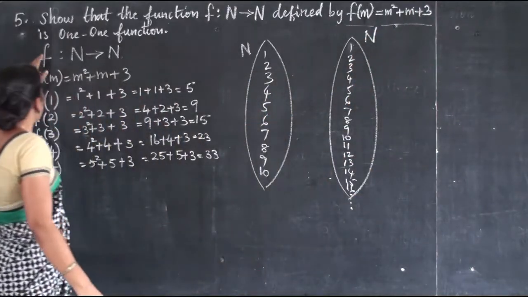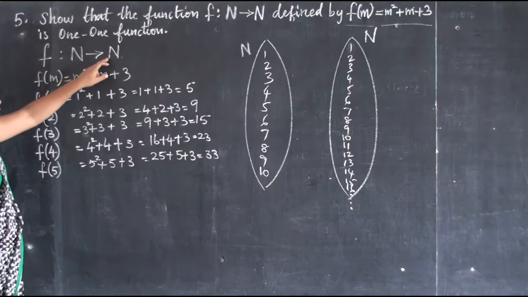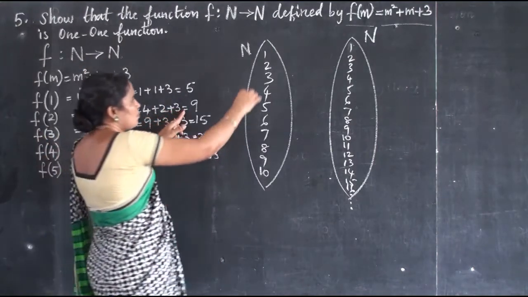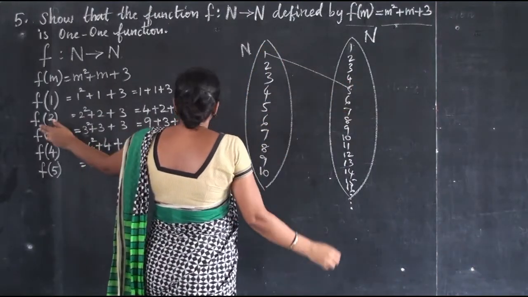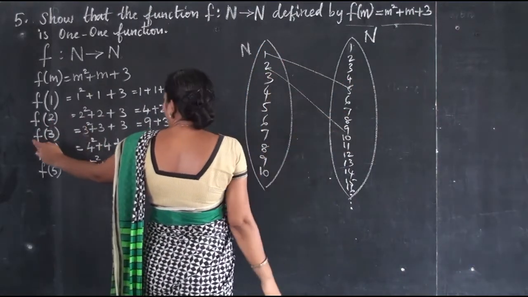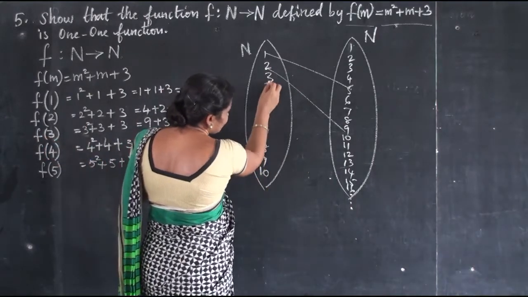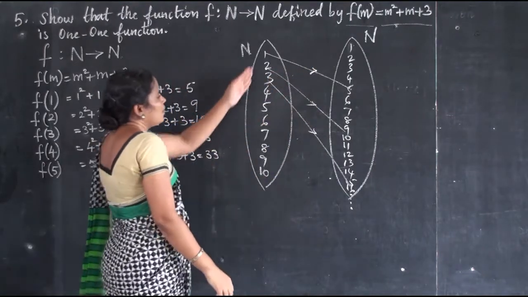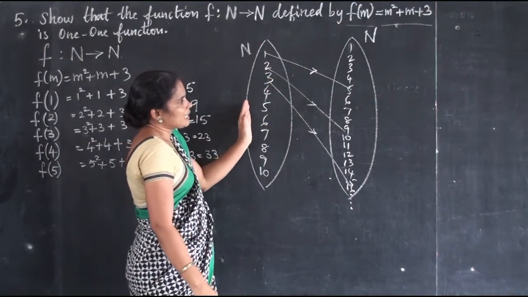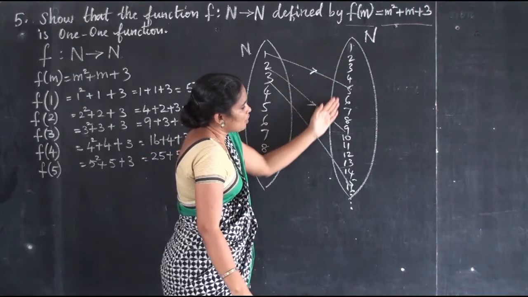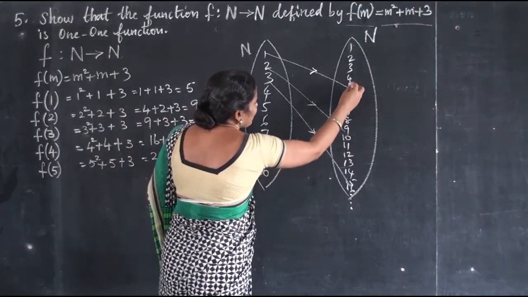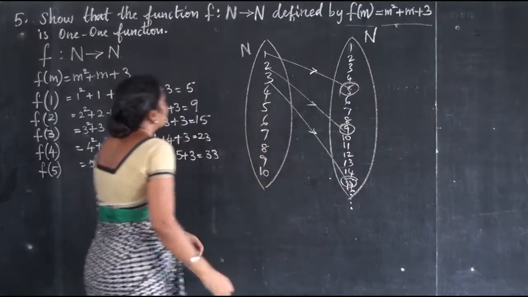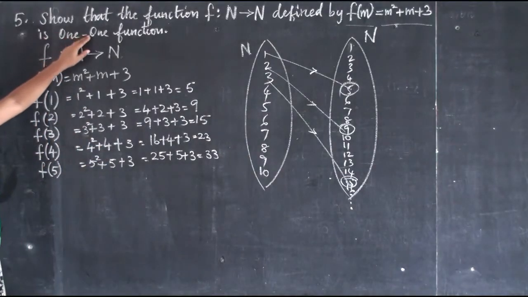Now checkable. F such that N to N. So for 1 we get 5, for 2 it is 9, and for 3 it is 15. Every element present in the domain has its image in the codomain. Here the range is 5, 9 and 15. Hence it is a one-to-one function.